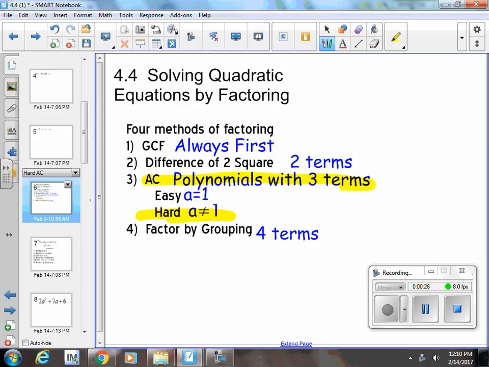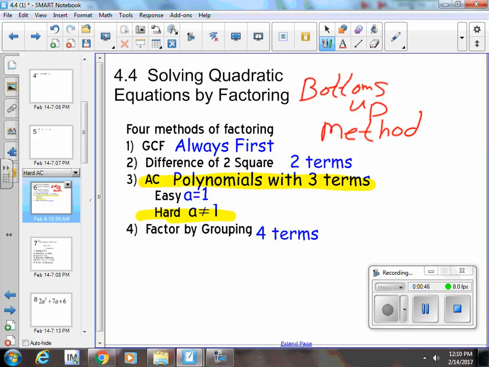Alright, so we are factoring polynomials with three terms where a is not equal to 1. And we are going to do this by the bottoms up method. There are many methods for factoring trinomials, and you only need to know one of them. This is the bottoms up method. In previous years, I had taught factor by grouping.